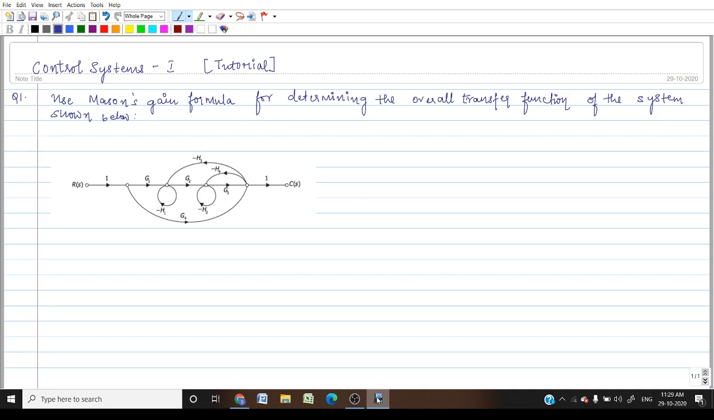Start with the tutorial problems. The first problem is: use Mason's gain formula for determining the overall transfer function of the system shown below. So for this, the solution.